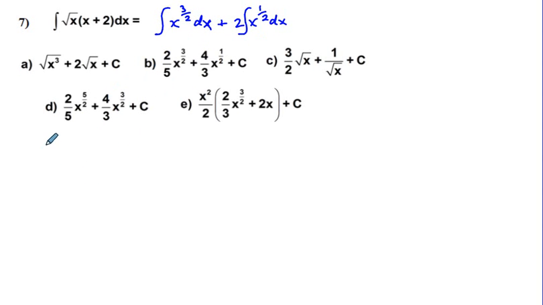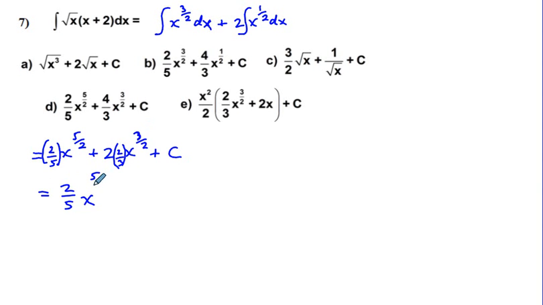Now let's go ahead and use the power rule. That's going to be equal to x to the 5/2 divided by 5/2, which is the same as multiplying by 2/5. That's going to be plus 2 x to the 3/2 divided by 3/2, which is the same as multiplying by 2/3, plus the constant of integration c. So what we have here is 2/5 x to the 5/2, and then we have 2 times 2 divided by 3, so that's going to be plus 4/3 x to the 3/2 plus c, which is going to be answer choice D.